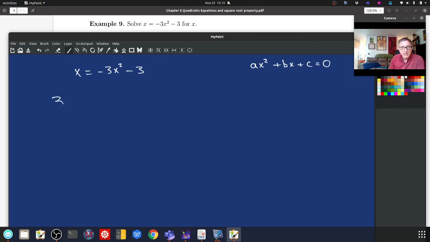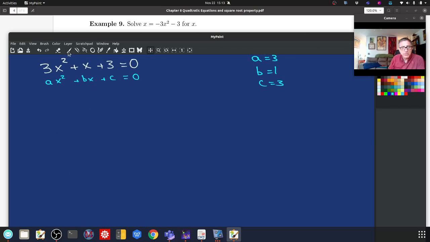So what I'm going to do is move these terms on my right-hand side to the left-hand side. That gives me 3x squared. The plus x stays, and the minus 3 becomes plus 3, and that's equal to 0. So again, reminder, this is ax squared plus bx plus c is equal to 0. So my a is 3, b is 1, and c is 3.